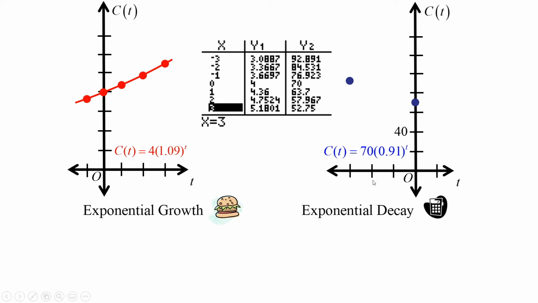All right, so at -2, I'm at 84.531. -2, 20, 40, 60, 80, 90 would be right there. So 84 would be about right in there. There you go. That's better. At -1, I am at 76.923. 20, 40, 60, 80. So 76 is going to be about right in there. And then let's go to 1 on this one. 63.7. So at 1, I'm at 20, 40, 60, 70, 63. It's going to be about right in there.